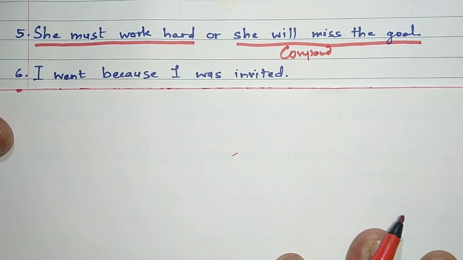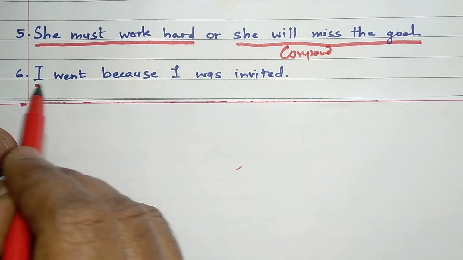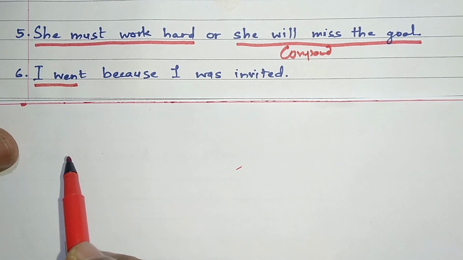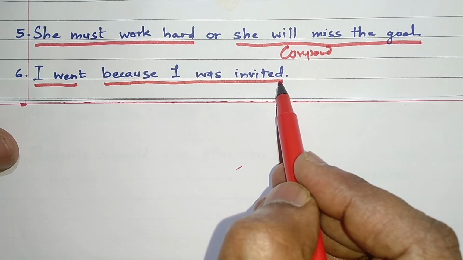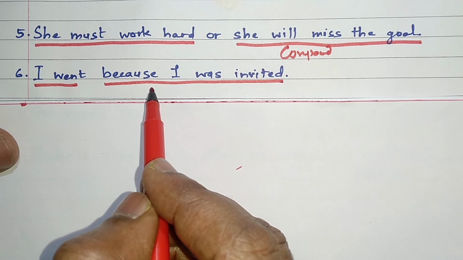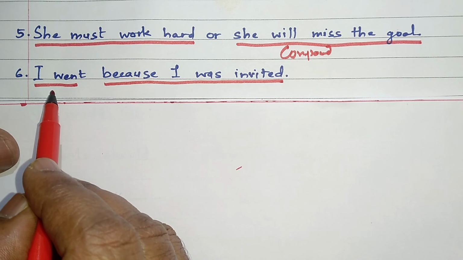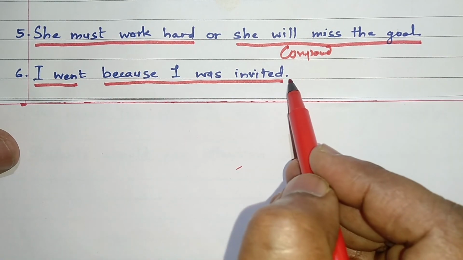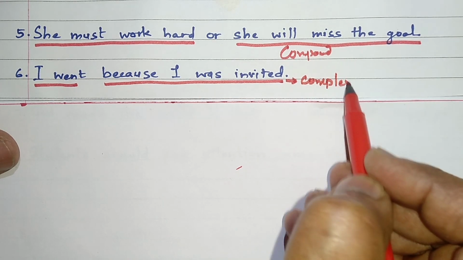Next, I went because I was invited. I went, one independent clause. Because I was invited. This does not make sense on its own. So therefore, this is a subordinate clause. So one main clause and one subordinate clause. So therefore, this is a complex sentence.